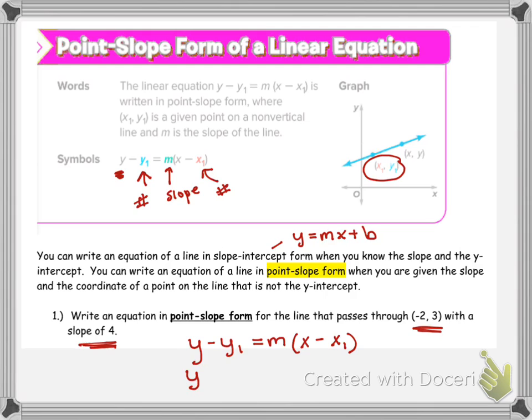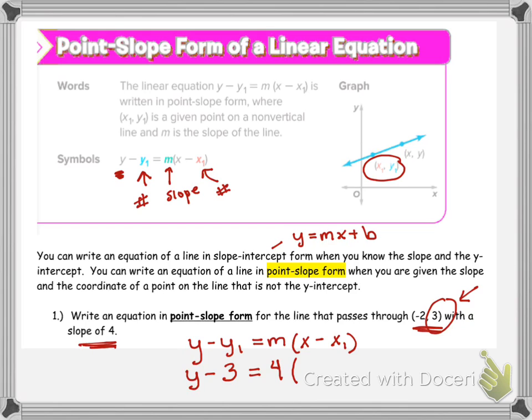That first y is just part of the formula. Now the second y, that y sub 1, that comes from the ordered pair. And the y value in my point that they're giving me is 3. So I'm going to substitute that in for y1. Equals, we should know that m stands for our slope. We are told that the slope is 4. So I'm going to plug in 4 for m.